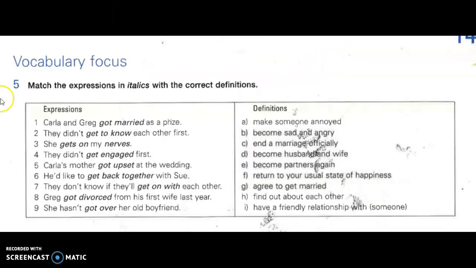The language focus is next, and this focuses on vocabulary not from the reading text, but on the topic of marriage, and some of the vocabulary relates directly to Carla and Greg's wedding. So there are 9 sentences and they all contain a different expression with get, a very much used word in the English language and one that students do struggle with. And they simply need to match the expressions with one of the definitions on the right.